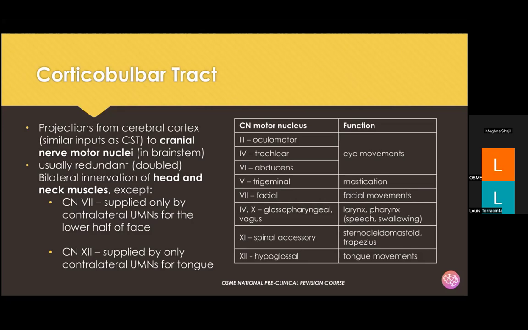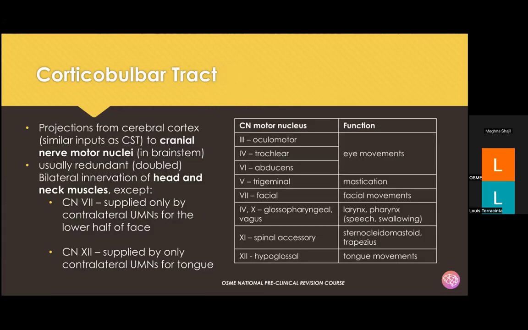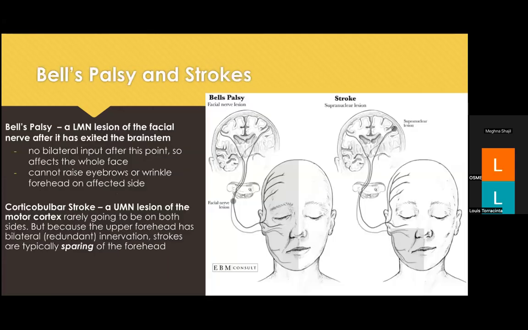So 7 is the facial nerve, 12 is the hypoglossal nerve, and you should come up with some mnemonic to remember your cranial nerves. There's many out there. So why is it important to understand this distinction between bilateral and unilateral cranial nerves? As we said, most of the cranial nerves are bilaterally innervated, but not all of them. And this is really clinically important in terms of stroke pathology. So here's a good example.